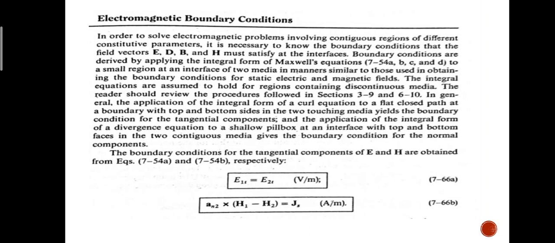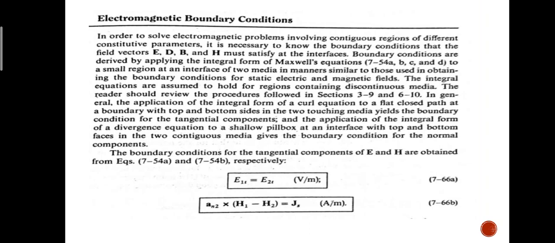Electromagnetic boundary condition. In order to solve electromagnetic problems involving contiguous regions of different constitutive parameters, it is necessary to know the boundary conditions that the field vectors E, D, B, H must satisfy at the interface.